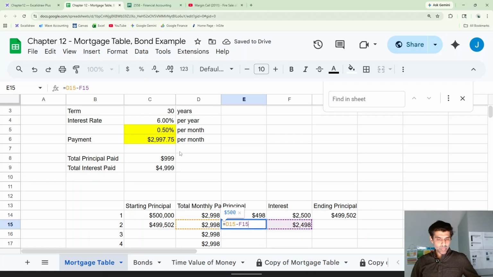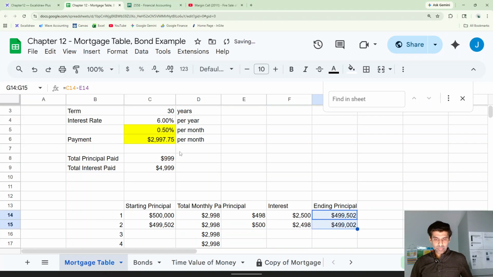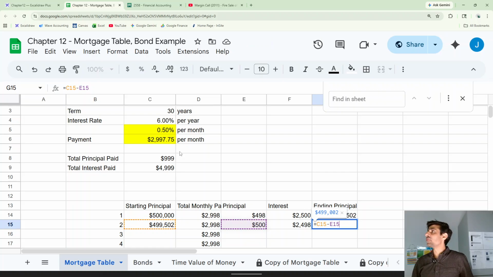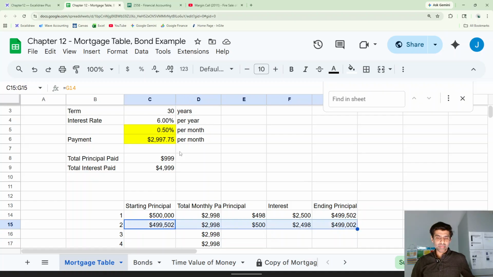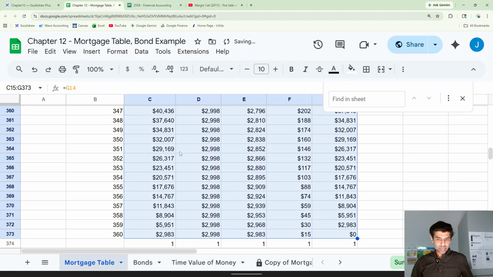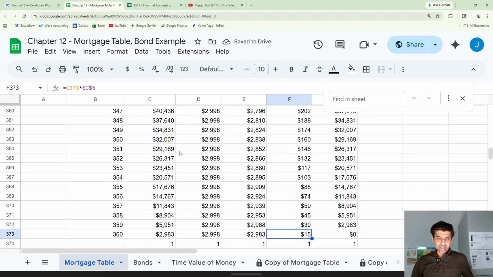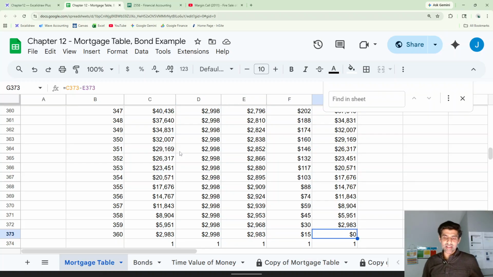The principal portion is just the total payment minus the interest portion. And then the ending balance is just equal to the starting principal minus the principal portion of this month's payment. Okay, so now all I have to do is just apply this all the way down. And you can see here exactly on the last payment date, I have this much payment, this much interest and the principal aligned such that exactly I get to a zero balance.